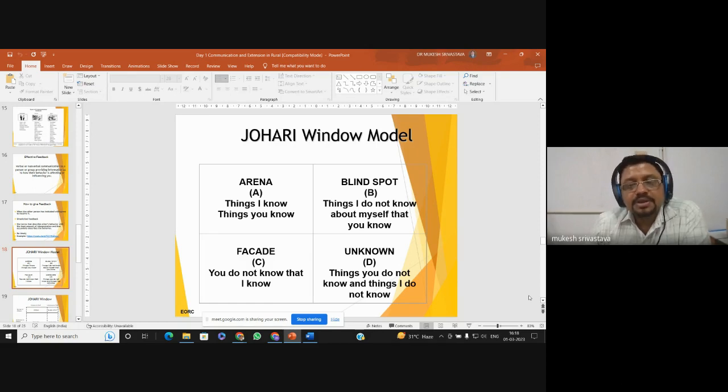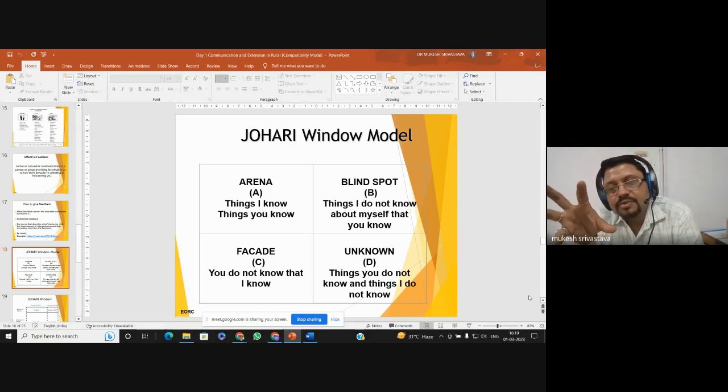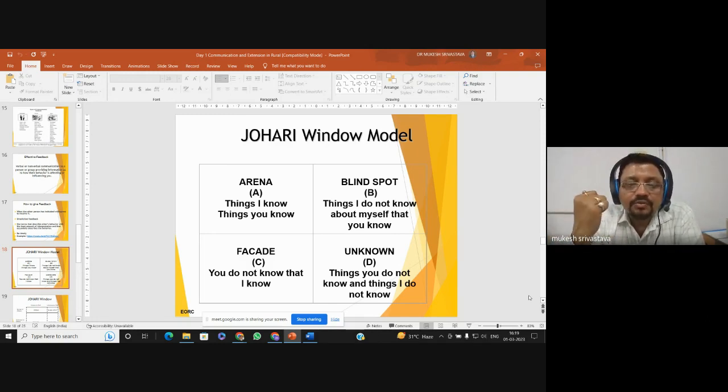When we talk about arena, that says things I know, things you know. That means a person sitting in front of me, I'm conveying some communication, some message to that person. So he's talking about the things I know and things you know. That is the quadrant where we are talking about the communication or information which both persons know. I also know and that person also knows.